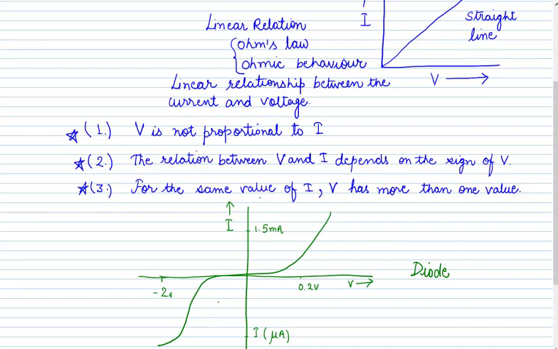So here it is not following Ohm's law, not following the linear relationship between V and I. The second violation of Ohm's law is when V and I depend on the sign of V: there is a different value of current for positive values of V and different values for negative values of V. For example, a diode does not follow Ohm's law. Now come to the third point: for the same value of I, V can have more than one value.